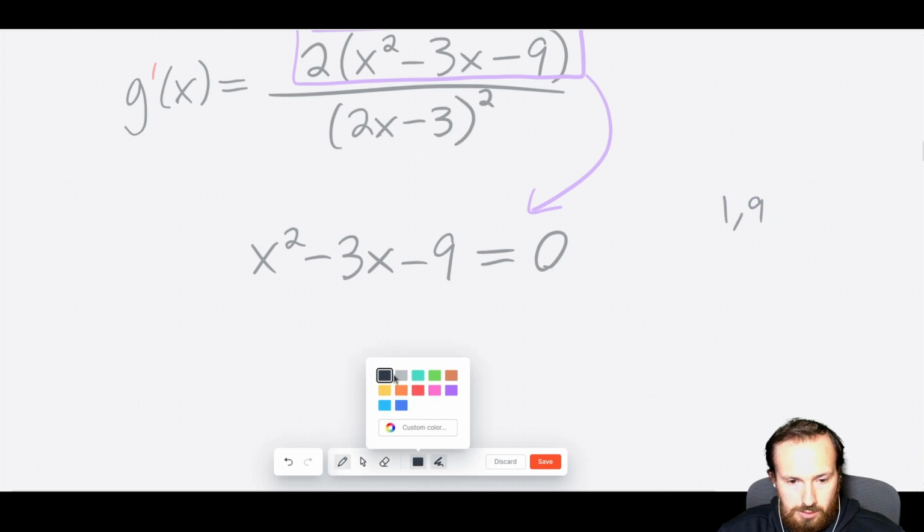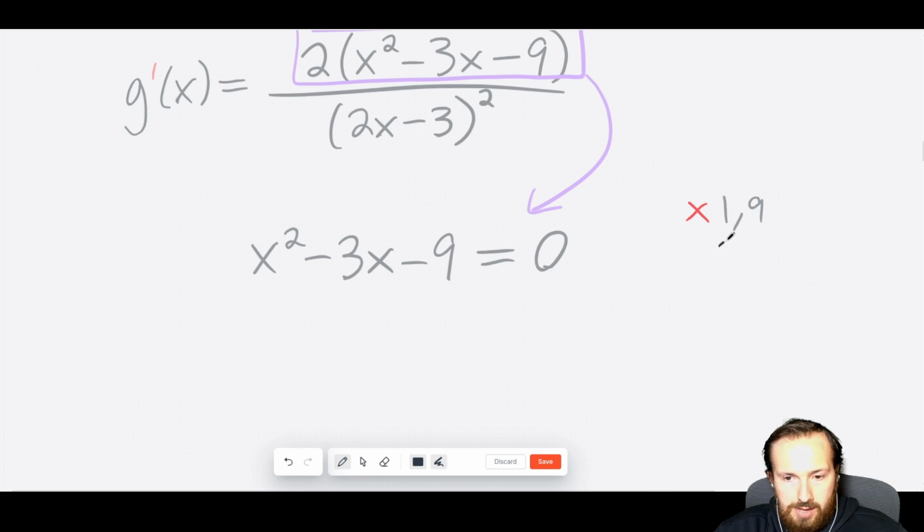Actually, do this in a different color. So these won't work. The next thing to try would be 2, but the problem is that 9 is not divisible by 2, at least as a whole number. Like 4.5 would work, but we generally just look for whole numbers when we're guessing and checking. The next thing we could try is 3 and then 3.